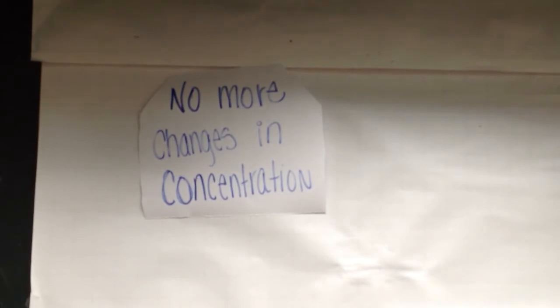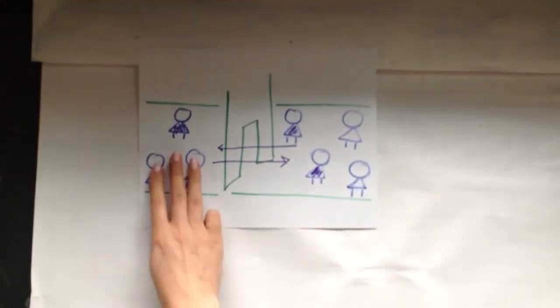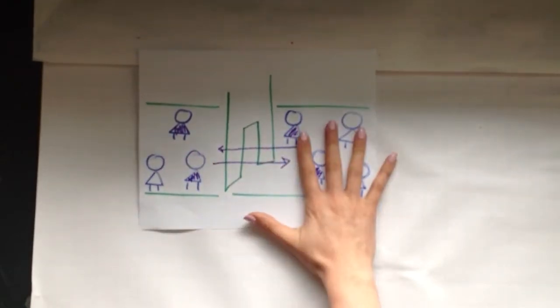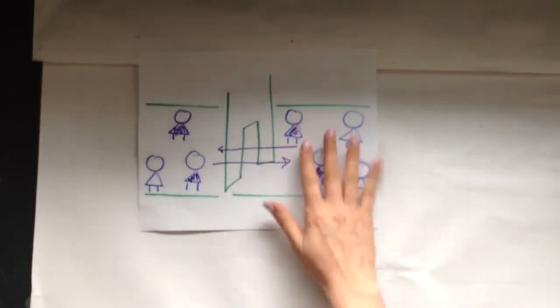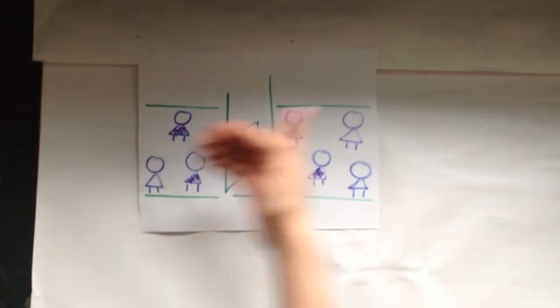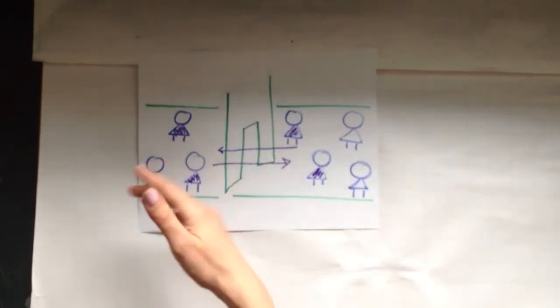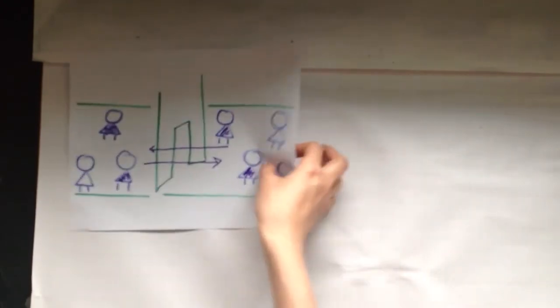One more thing to remind you about that we've said a few times is that, remember, no more changes in concentration occur at equilibrium. 3 people will always remain 3 people. 5 people will always remain 5 people. 3 is my concentration here, 5 is my concentration here. Are people constantly moving? Yes, but that rate is what's constant.